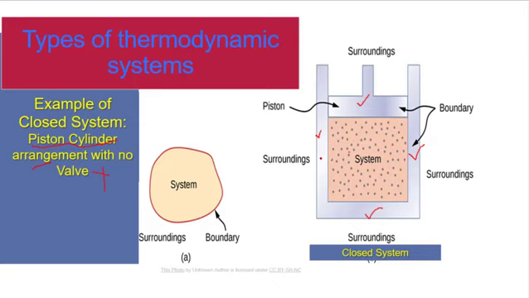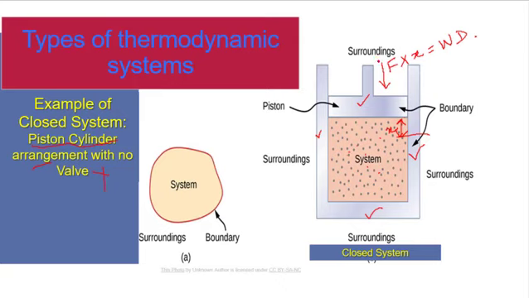Now, if the piston moves downward, then this gas will be compressed. Suppose the piston is moving from this position to this position, that means we apply some force F and the piston moves a distance of x. So the force into distance moved will give you the work done.